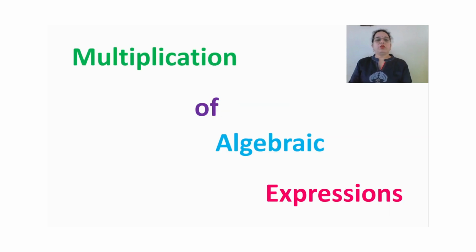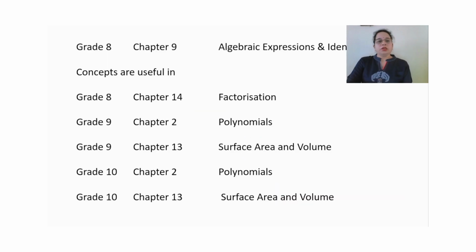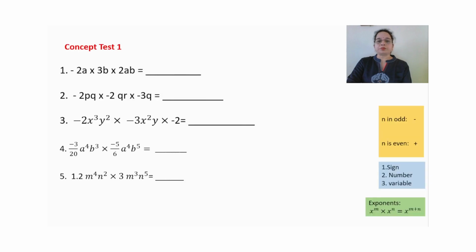We are dealing with the topic multiplication of algebraic expressions. Grade 8, chapter 9 is algebraic expressions and identities. These concepts are useful in grade 8, chapter 12 factorization, grade 9, chapter 2 polynomials, grade 9, chapter 13 surface area and volume, grade 10, chapter 2 polynomials, grade 10, chapter 13 surface area and volume, and also in higher education. So this topic is very important.